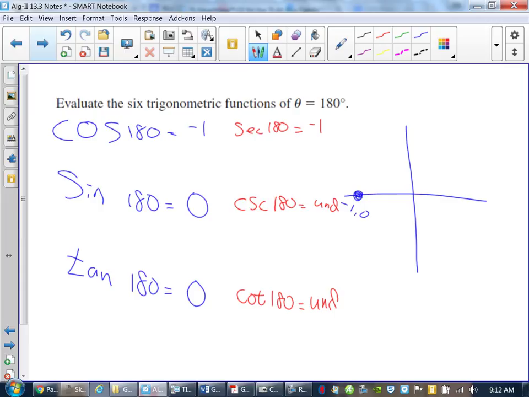Will any of this change if they put quadrantals in terms of radians? No, not at all. It doesn't change whatsoever if you start putting those in like that either. So if I say find the 6 functions at 7 pi over 2.